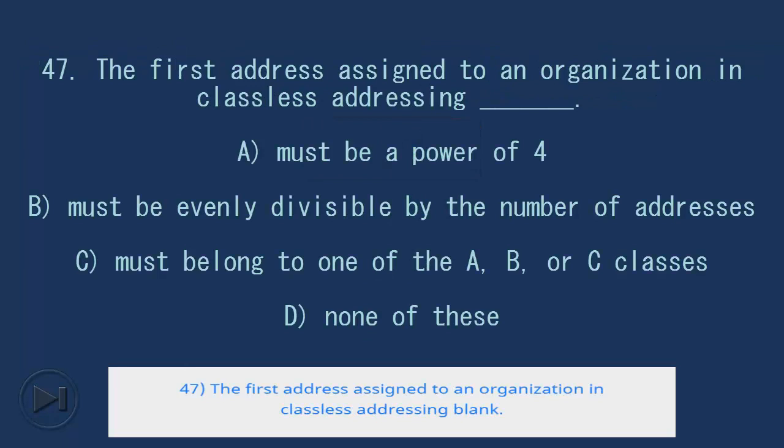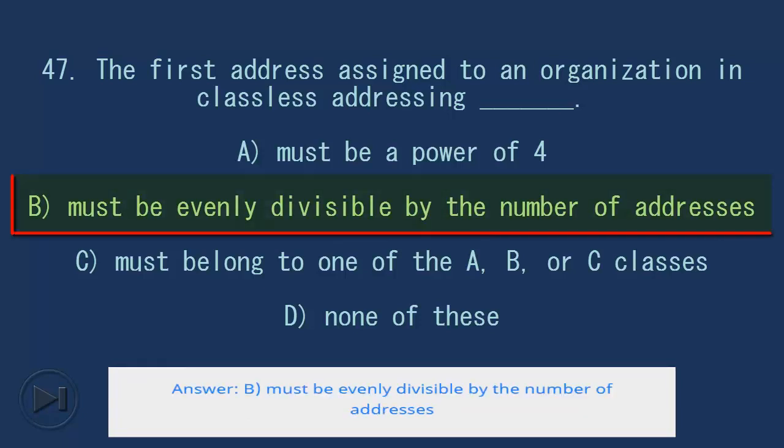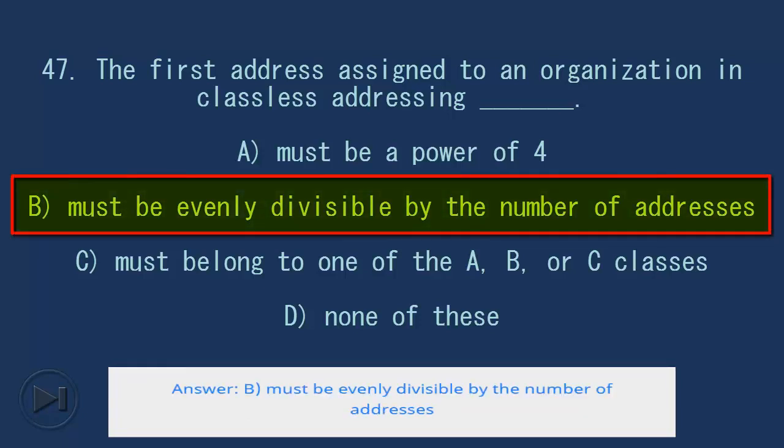47. The first address assigned to an organization in classless addressing blank. A, must be a power of 4. B, must be evenly divisible by the number of addresses. C, must belong to one of the A, B, or C classes. D, none of these. Answer, B, must be evenly divisible by the number of addresses.